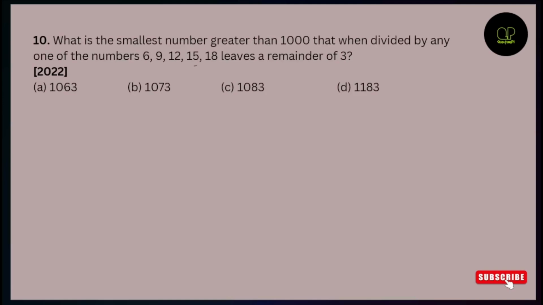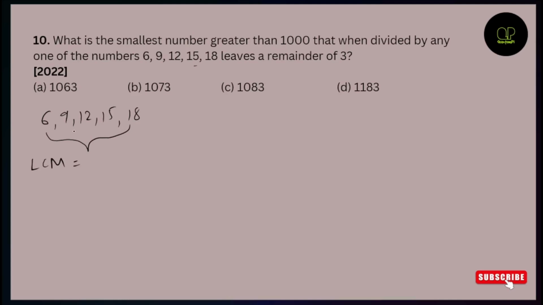So your answer is this. Let's move on to the 10th one, which is a 2022 question. What is the smallest number greater than 1000 that when divided by any of the numbers 6, 9, 12, 15, 18 leaves a remainder of 3? So when you divide by 6, 9, 12, 15, 18, you should get a remainder of 3, and that number has to be greater than 1000. So it's clearly a 4-digit number, right? See, what is the number which is exactly divided by all this? First find that. It is nothing but the LCM of those numbers. What is the LCM of all this?